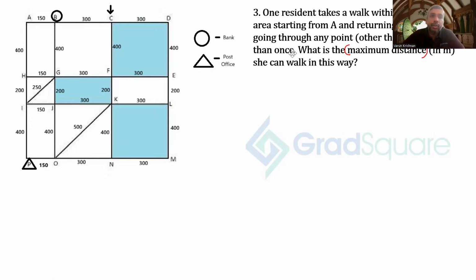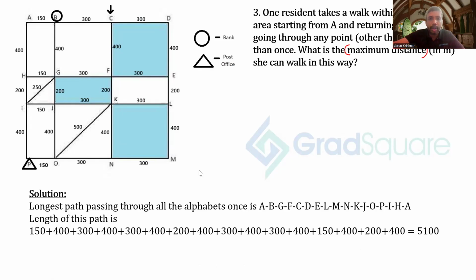Can I form a path from A back to A in this particular community, in this particular schematic diagram, where he is touching every single point once? If I can make that path, then that will be the longest path that he can travel from A to get back to A without touching the path more than once. And that path is this.